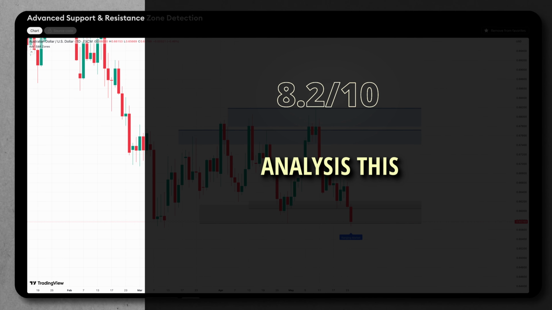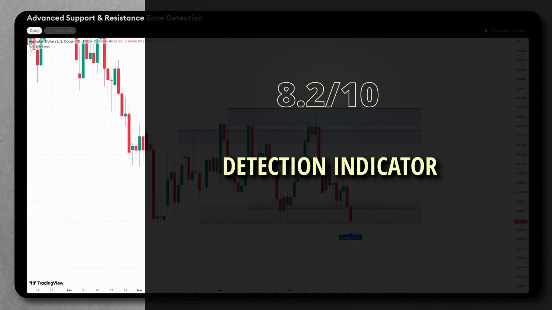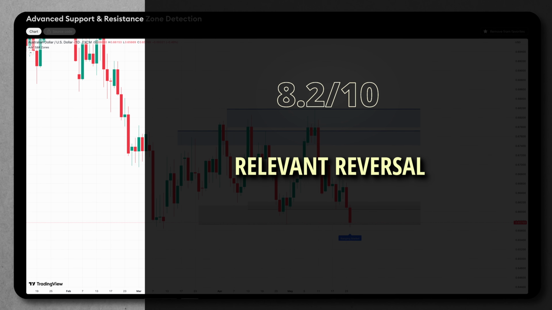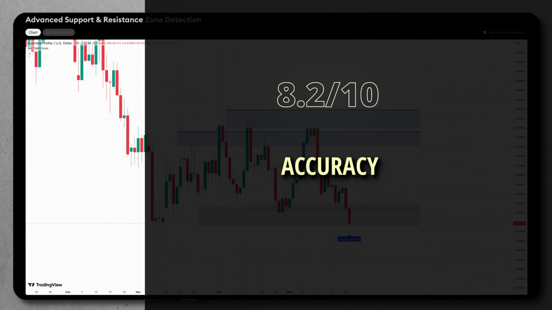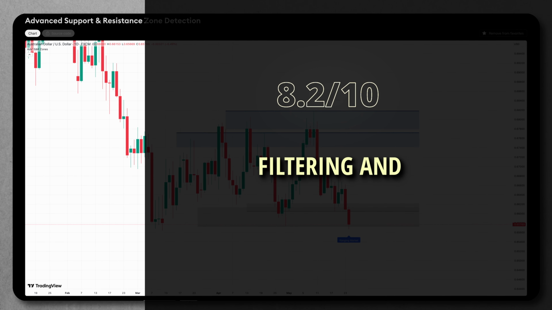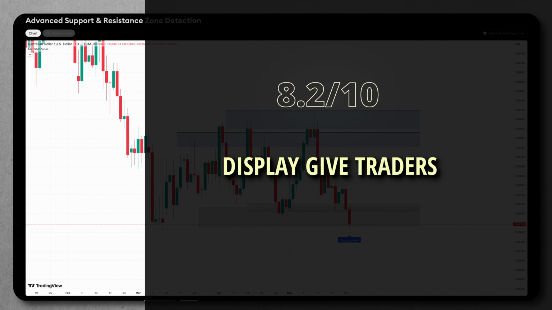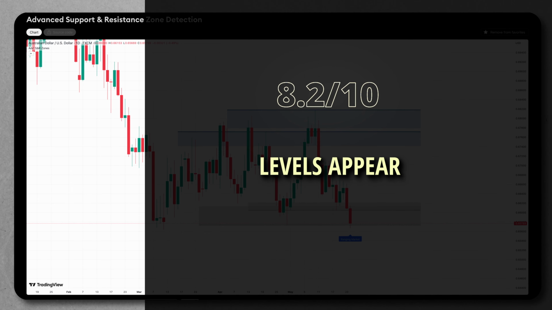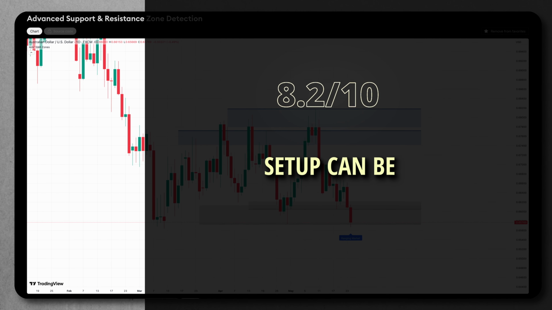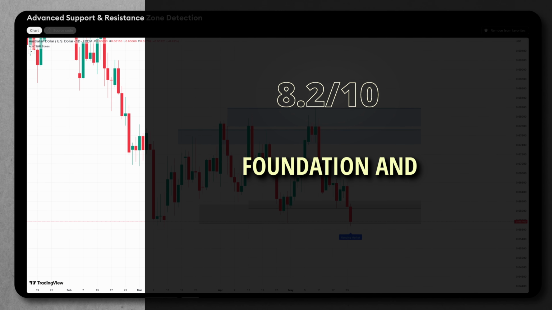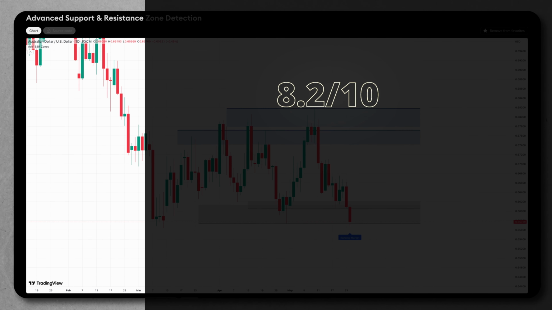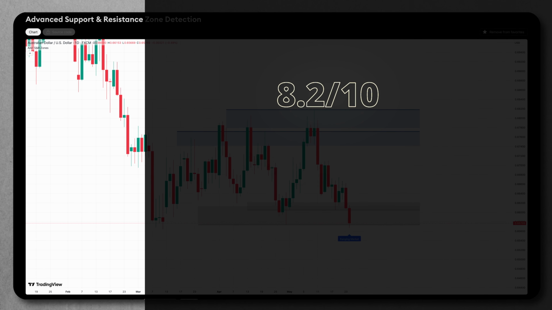Built on fractal analysis, this advanced zone detection indicator captures historically relevant reversal points with notable accuracy. Custom distance filtering and flexible zone line display give traders control over how levels appear. While parameter setup can be intricate, its foundation in proven technical principles makes it a dependable tool for spotting key turning areas.